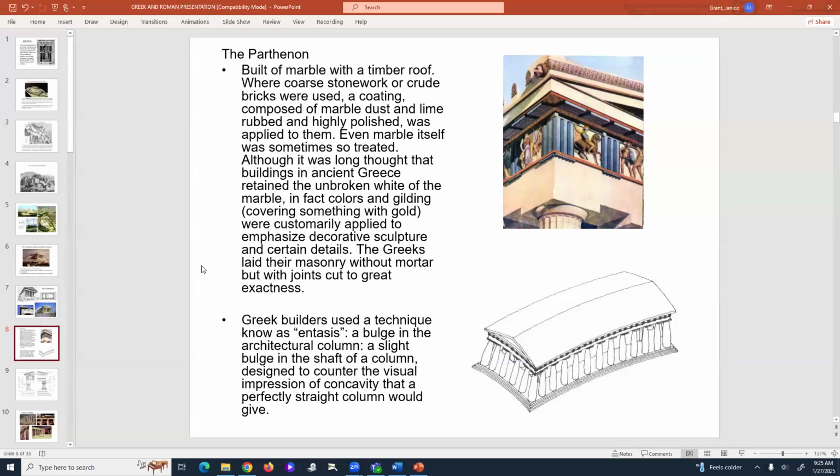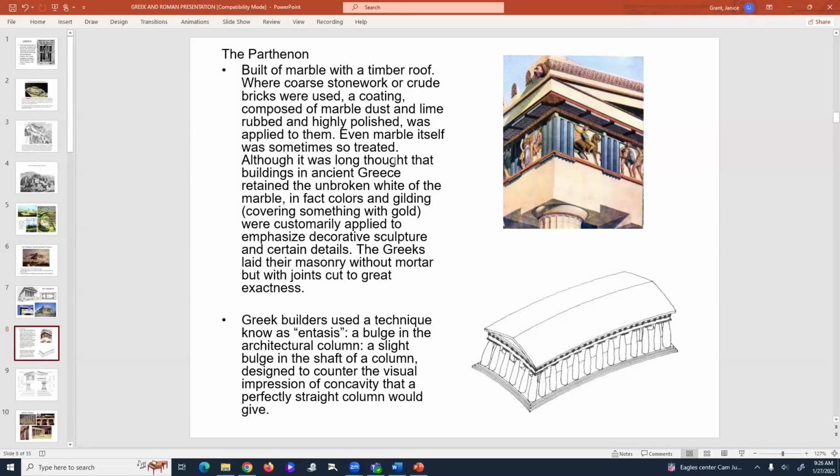So this is what we're thinking is the color that was in it. Built of marble with a timber roof, and highly polished, so a shiny kind of object in a way, to represent Greek power and stability.